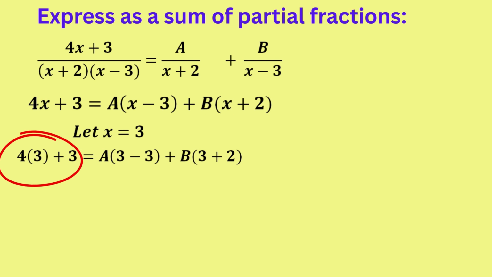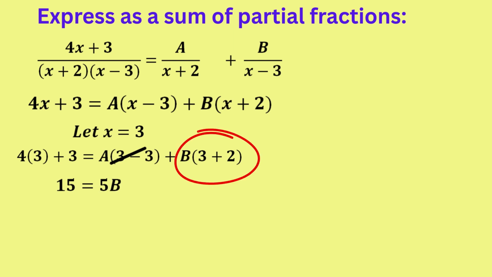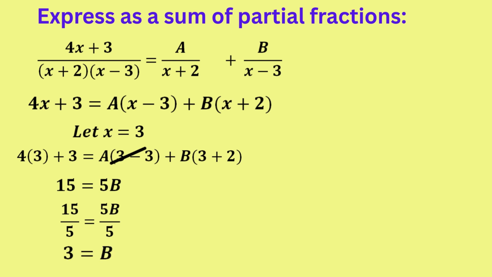On the left, 4 times 3 plus 3 is 15. On the right, 3 minus 3 equals 0, and a times 0 is 0. So, all we are left with on the right-hand side is 5b. So, 15 equals 5b. Now, divide both sides by 5, and we get b equals 3.